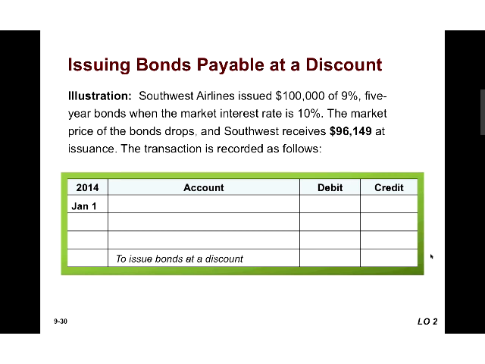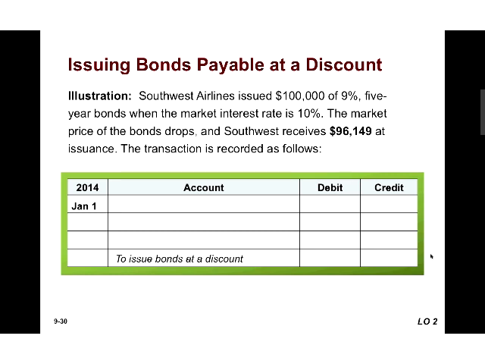And the market interest rate is 10%. So boom, I look at that. The market's paying 10, Southwest is paying 9. For anyone to want to touch Southwest bonds, Southwest is going to have to issue this at a discount. The market price of the bond drops, and Southwest receives $96,149 at issuance. So what they're doing there for us is telling us what this bond sells for.